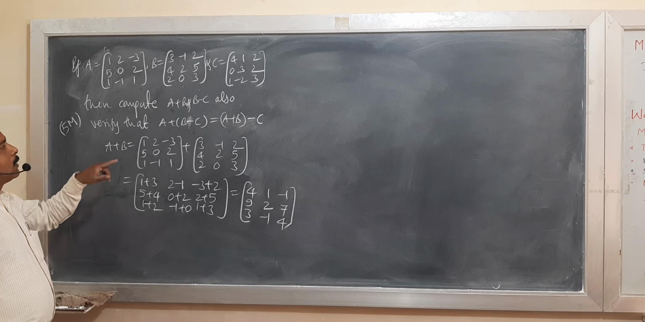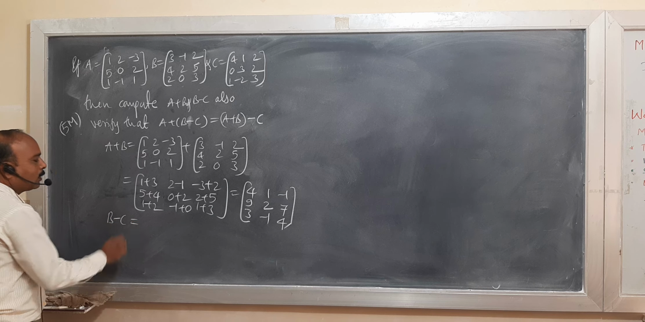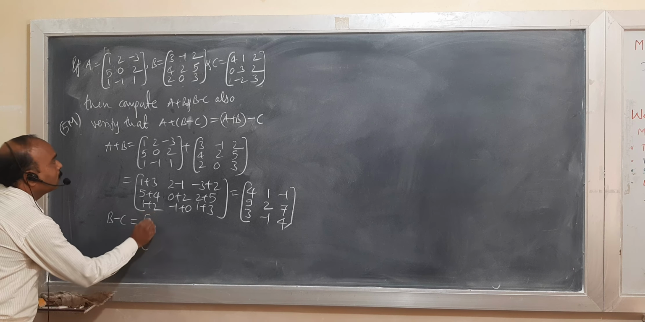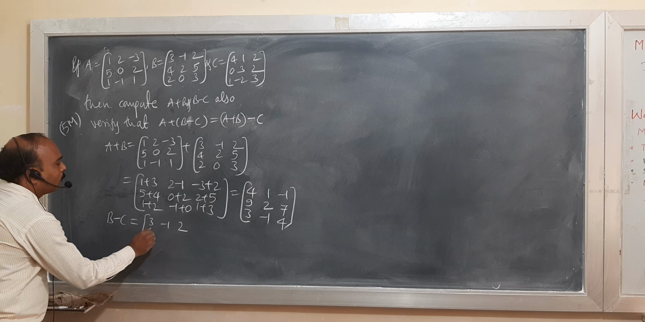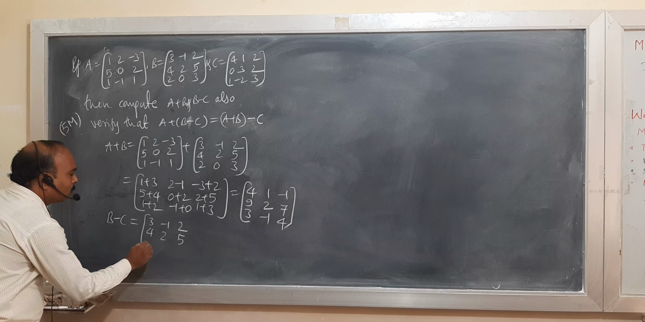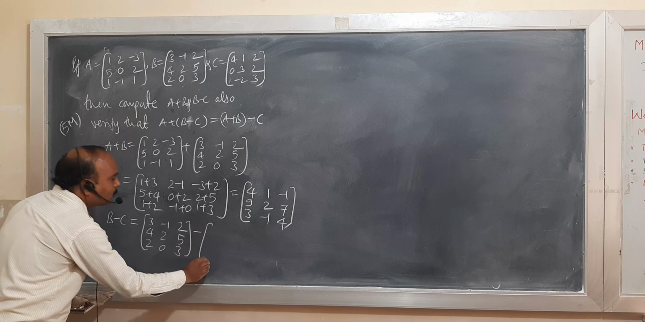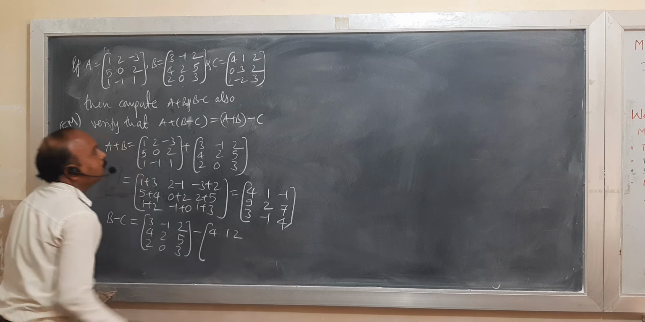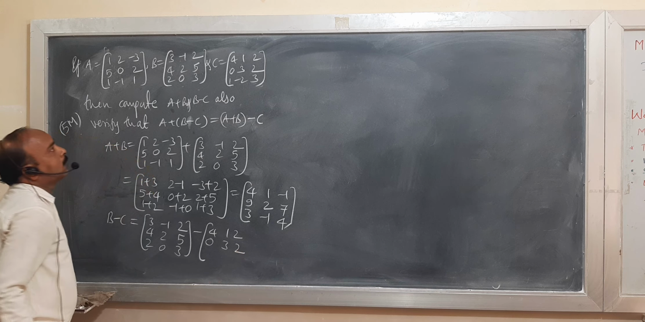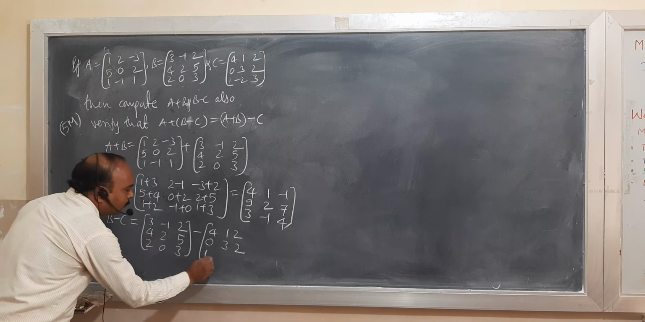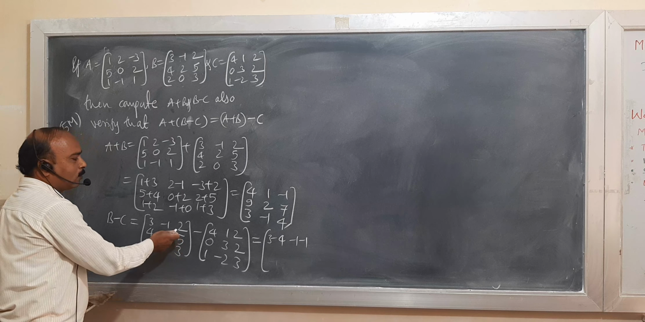Next they ask to find the value of B minus C. Now you go for B minus C value. It is the difference of two matrices. First you put the B value. It is [3, minus 1, 2; 4, 2, 5; 2, 0, 3] minus C value, which is [4, 1, 2; 0, 3, 2; 1, minus 2, 3]. Now you find the difference of these two, that is 3 minus 4, minus 1 minus 1, 2 minus 2.